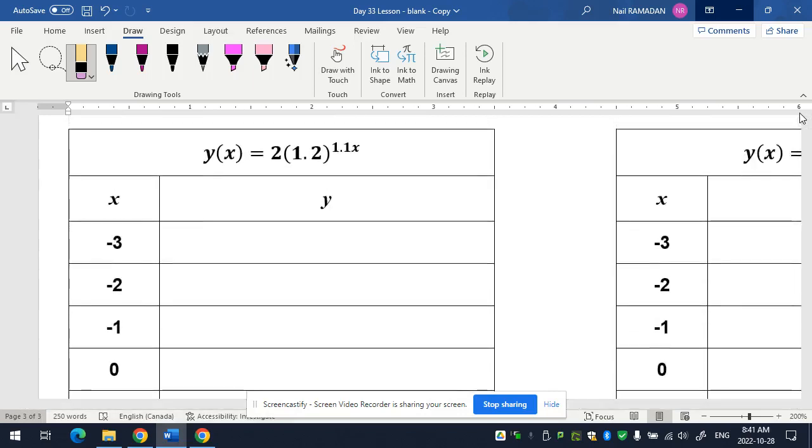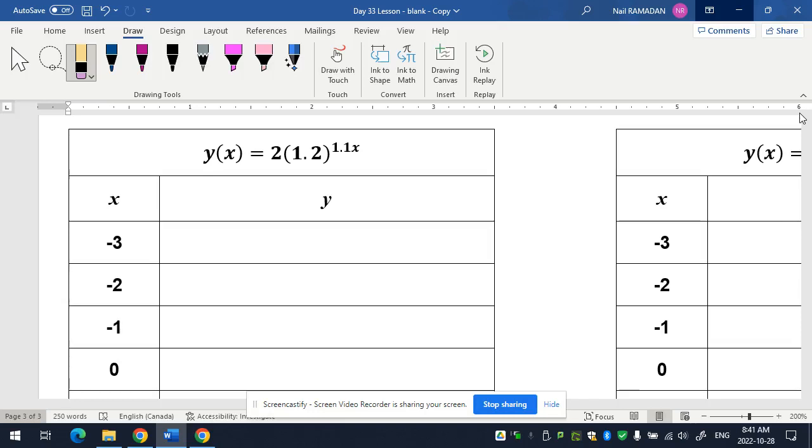Where does it go in the equation? Exactly. Wherever there's an x, it gets replaced with minus 3. So I'm going to put minus 3 here, and also minus 3 on the exponent. Don't bother writing y of minus 3 equals. We know it is y.